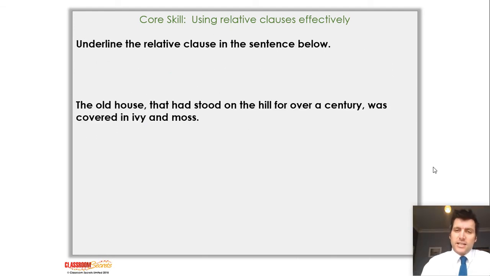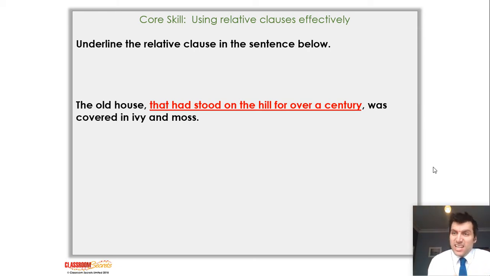Now I've got a sentence here. Can you spot where the relative clause is? Now, sometimes relative clauses are in the middle of a sentence if they're an embedded relative clause, but they still need to start with a relative pronoun. Now, reading this sentence, the old house that had stood on the hill for over a century was covered in ivy and moss. Reading that sentence through, I can see that is the relative pronoun. Therefore, I know that that's where the relative clause begins. So the relative clause there is that had stood on the hill for over a century. So the old house was covered in ivy and moss.